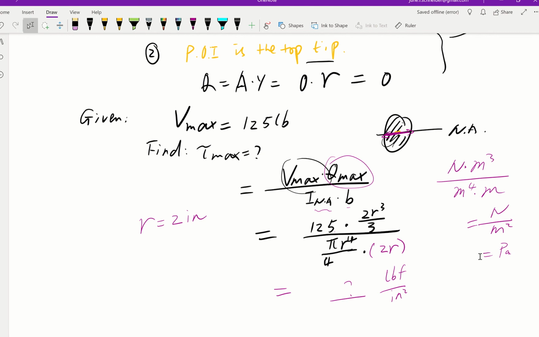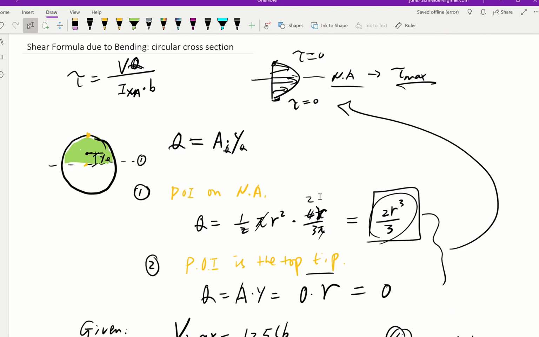Okay, that's the shear due to bending. All right, I'll see you at the next one.